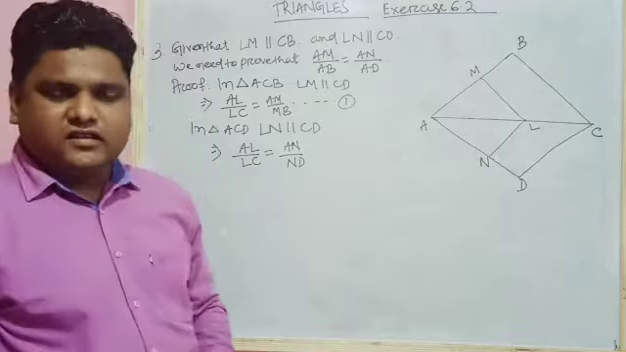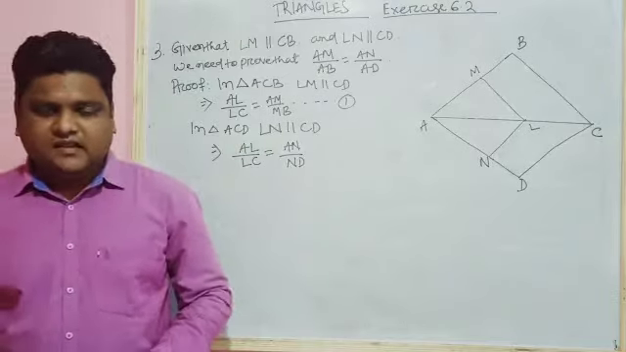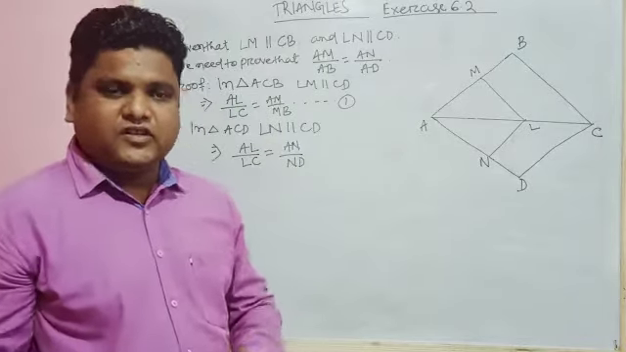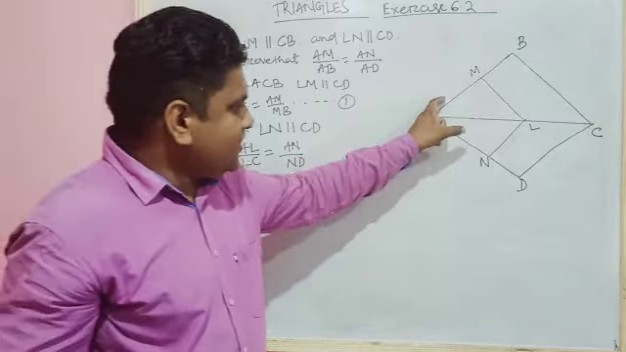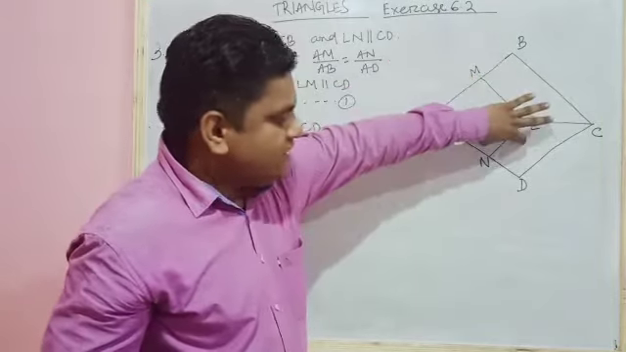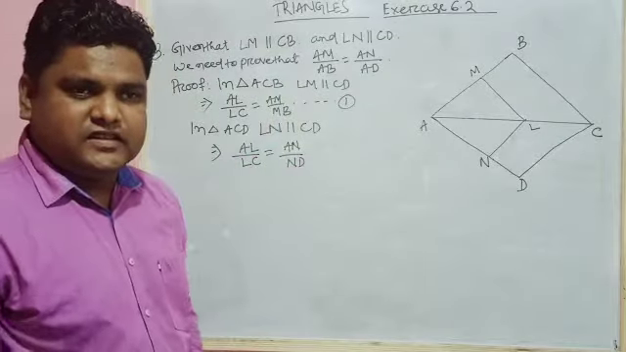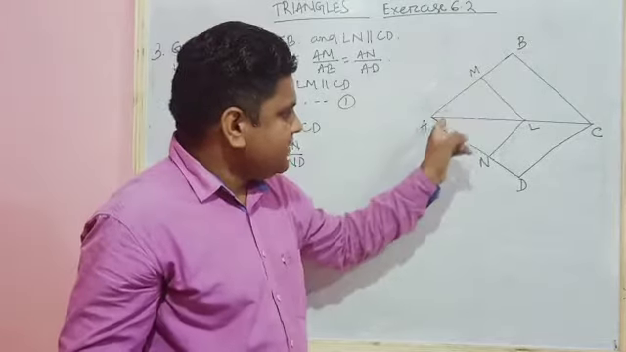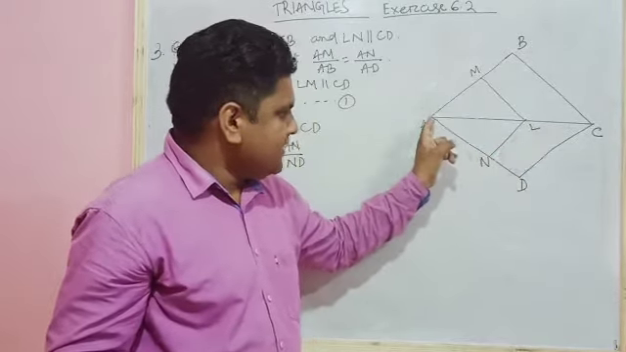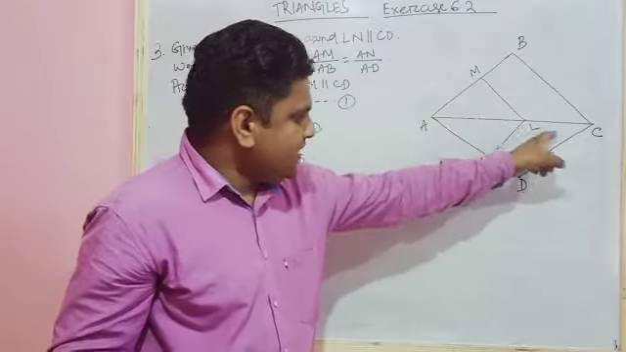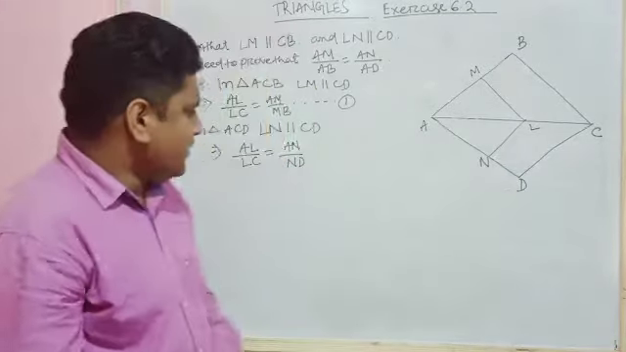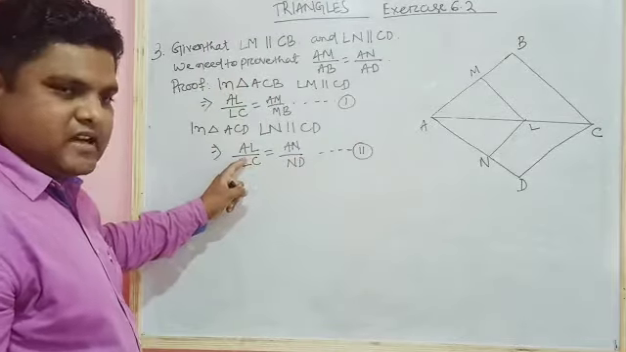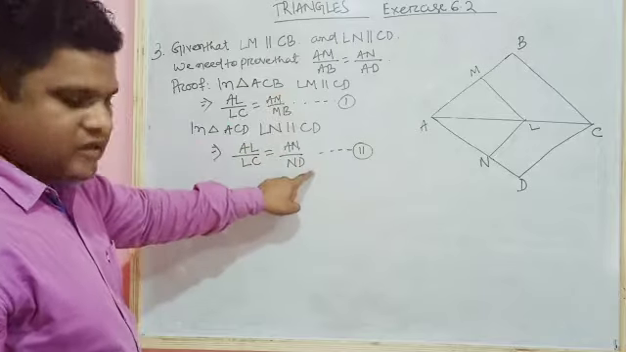Theorem 6.1, or the basic proportionality theorem, is: if a line is drawn parallel to one side of a triangle to intersect the other two sides at distinct points, then the other two sides are divided in equal ratio. This is called the basic proportionality theorem. From this theorem we have AM by MB is equal to AL by LC, and from this triangle AL by LC is equal to AN by ND. Now look at equation 1 and equation 2. LHS of both these equations are equal, so RHS also must be equal.